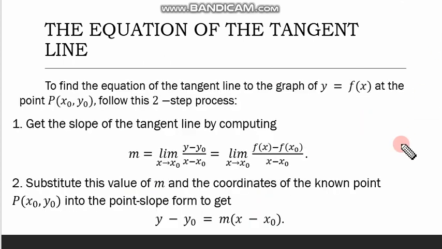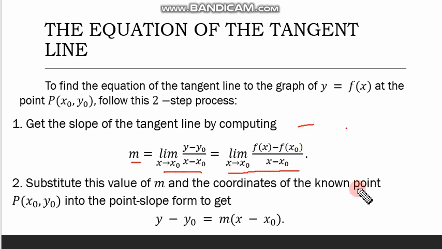Okay, so to get the equation of a tangent line, there is a two-step process we need to follow. The first one is to get the slope of a tangent line by computing the limit of y minus y sub 0 over x minus x sub 0 as x approaches x sub 0, or our new reference, which is the limit of f of x minus f of x sub 0 over x minus x sub 0 as x approaches x sub 0.